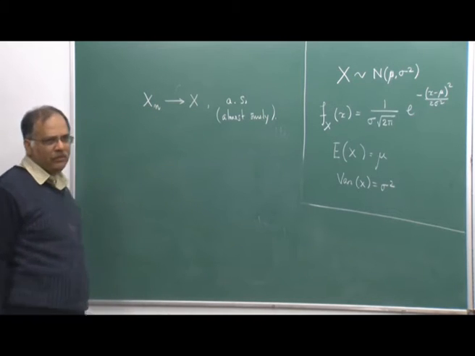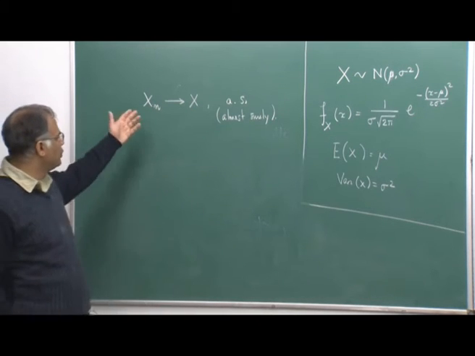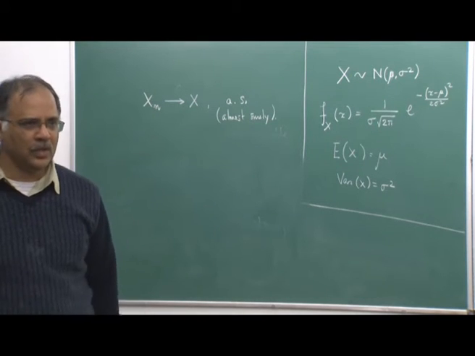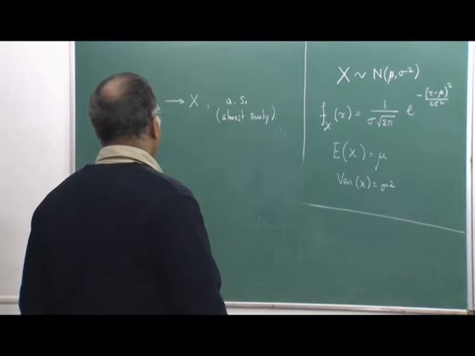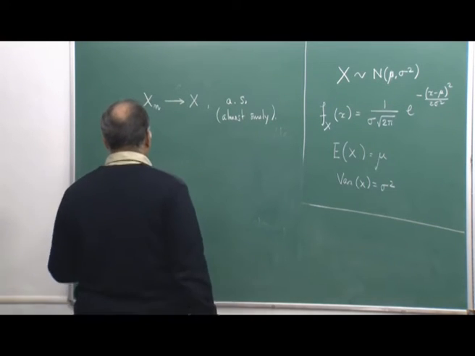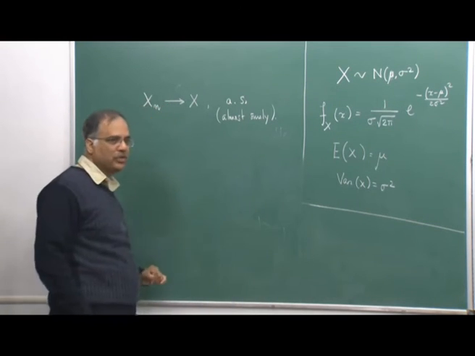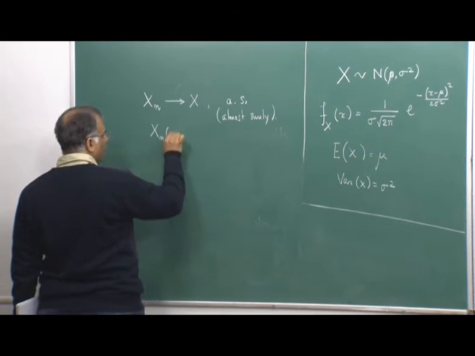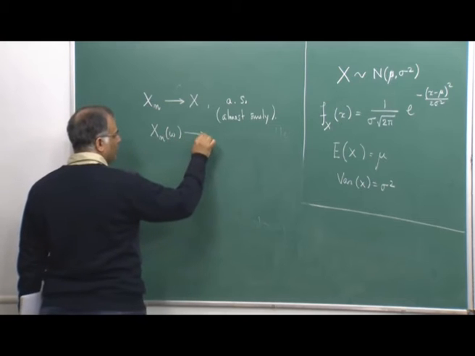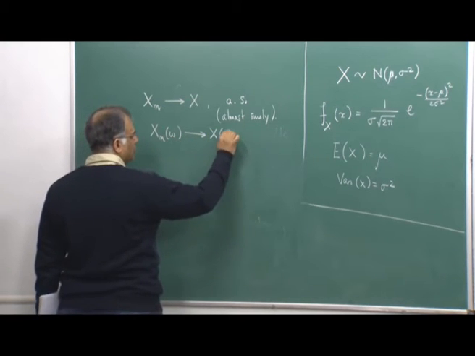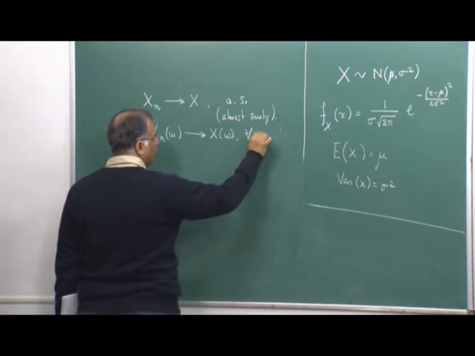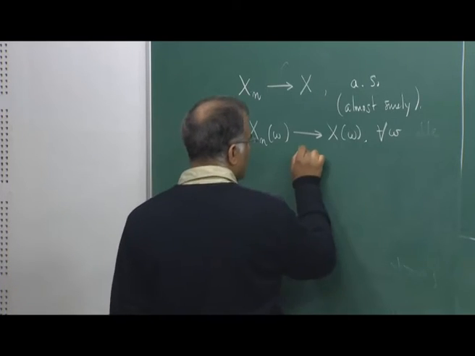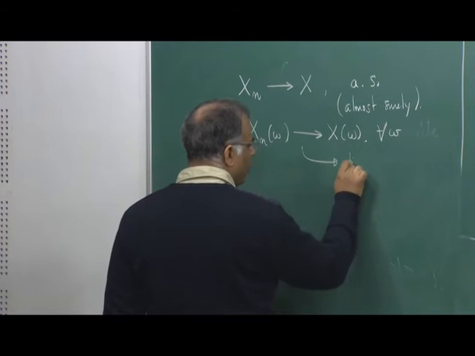When I am talking now, random variables are functions. So, a sequence of functions converging to another function. What is the meaning of a sequence of functions converging to another function? Technically it should mean that for whatever omega I have in omega, this is what it should mean if I am talking about pointwise convergence. If this happens, then this is what is called pointwise convergence.